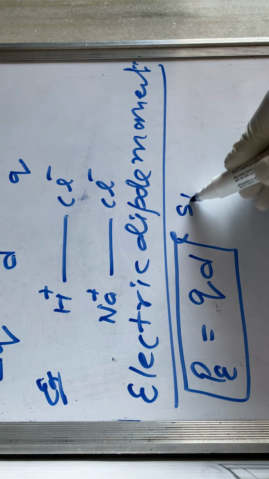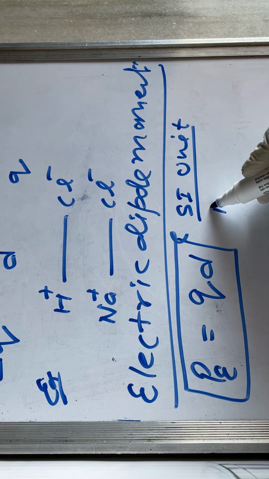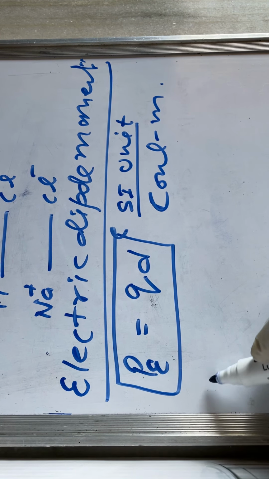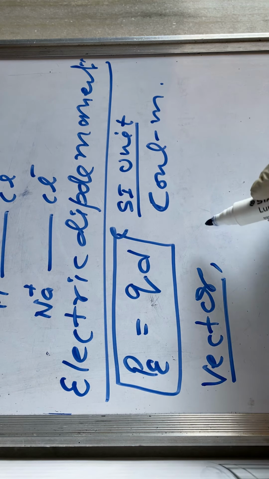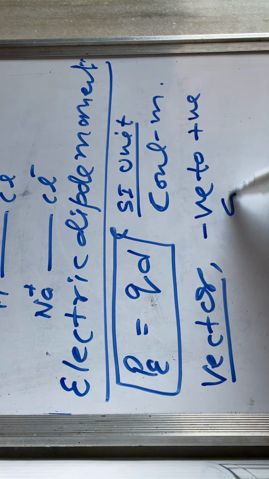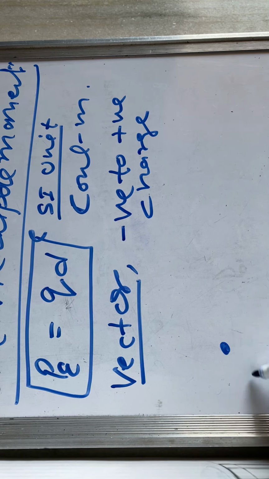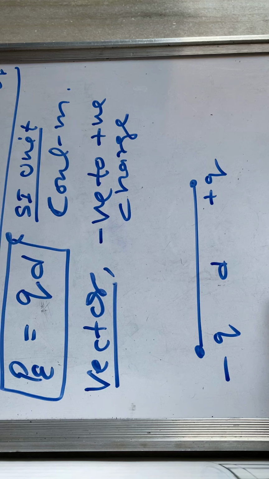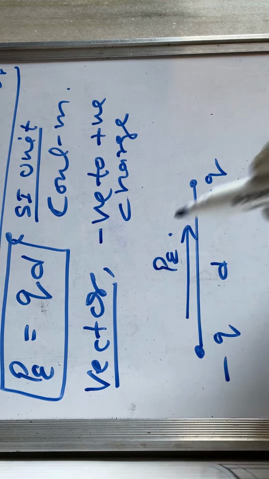Of course, its SI unit will be Coulomb meter, and it's a vector quantity. So what will be the direction? We'll take it from negative to positive charge. Which means if you have a minus q charge and a plus q charge separated by a distance, the direction will be from the negative to the positive charge.